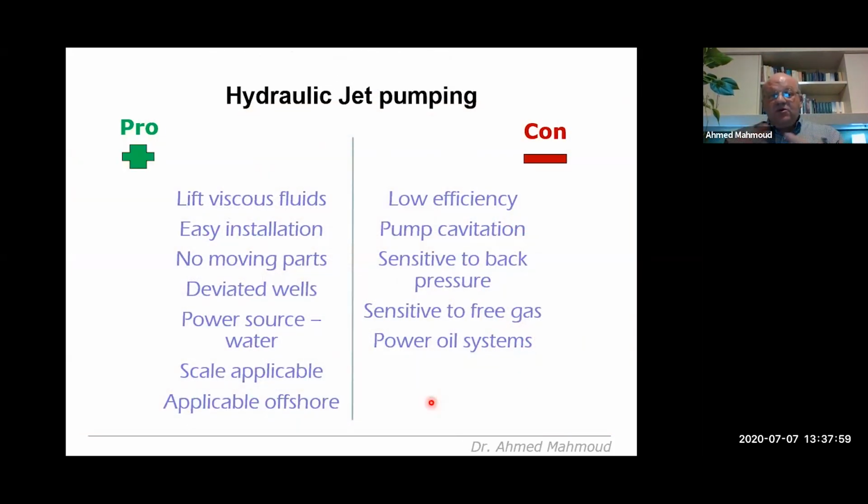Okay, so what are the pros and cons of the hydraulic jet pump? Quite a lot of pros, not that many cons. You can lift high viscous fluids, and this is the name of the game in hydraulic jet pumping. The reason the oil in the reservoir is not able to come up is because it's heavy and it's high viscosity. And because it's high viscosity, it's really immobile. It cannot move by itself. And the good thing in hydraulic jet pumping is that you are adding a fluid to it, and this fluid will improve the viscosity and make the fluid now movable.